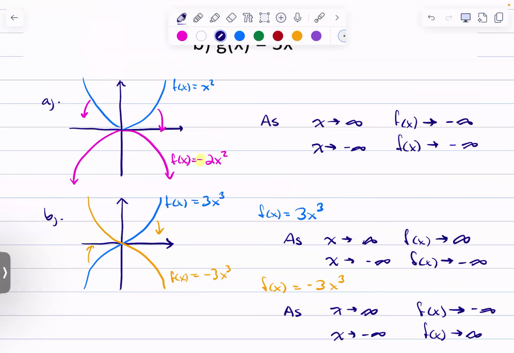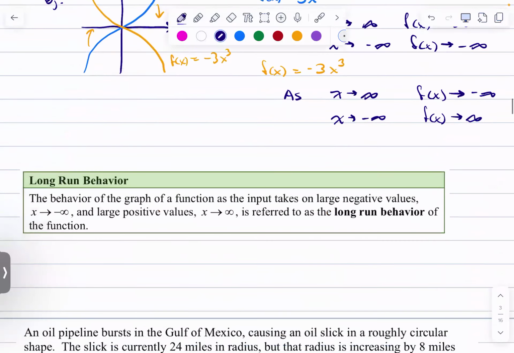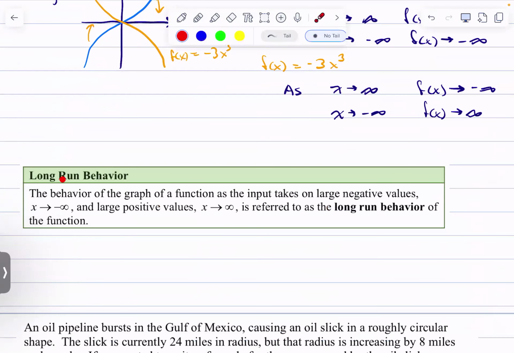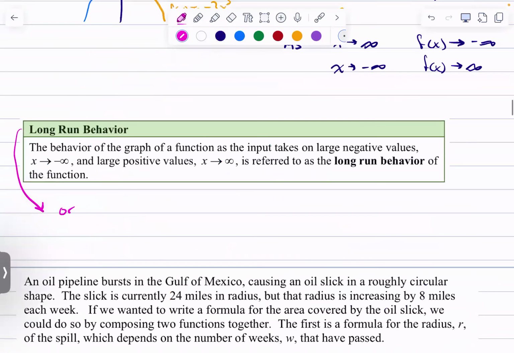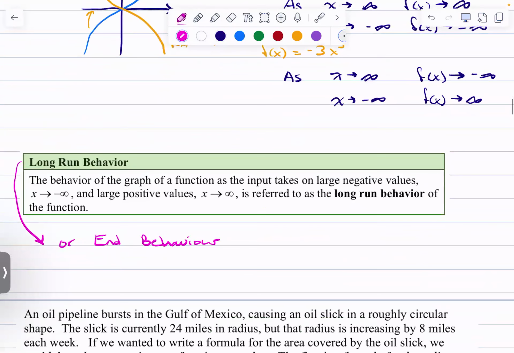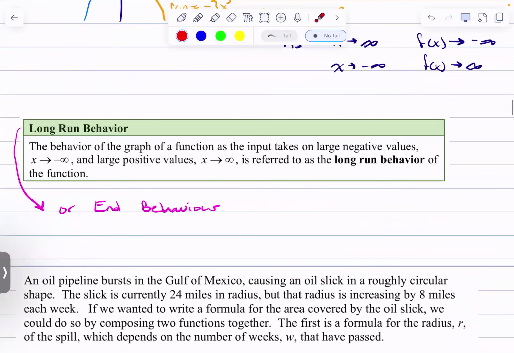These are the versions, or kind of all the versions that we could possibly see. That's nice. So the textbook does call it long run behavior, right? Or I call it end behavior, and I can't seem to shake it.